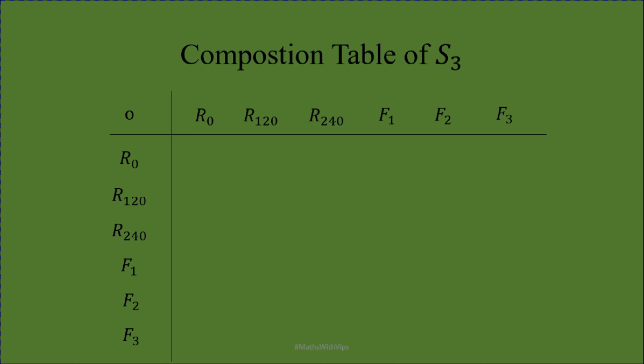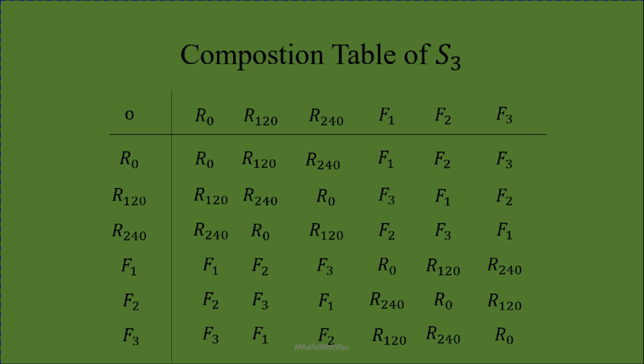What we are going to do is pick an element from the left and an element on the row header. For example, we have R0 and R0. We'll pick those and multiply them, and we'll get back R0. You can try the multiplication as discussed previously. On the same lines, we have R0 composed with R120 giving R120, and then we have R240, then F1, F2, F3. These multiplications will help you to practice a lot. I have skipped the calculation part to save our time. So this is the entire composition table of S3.